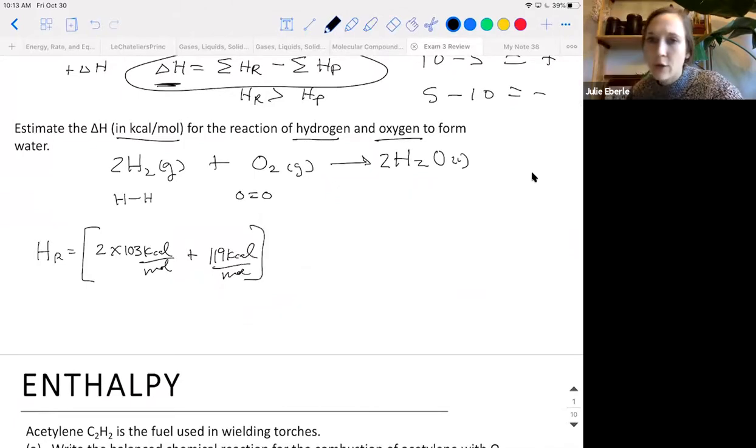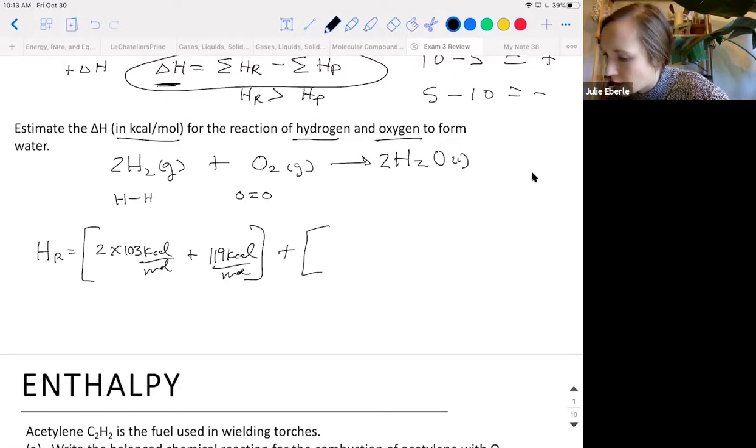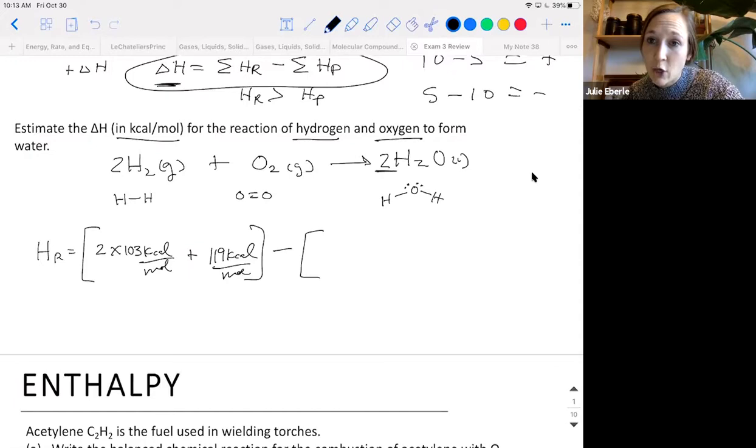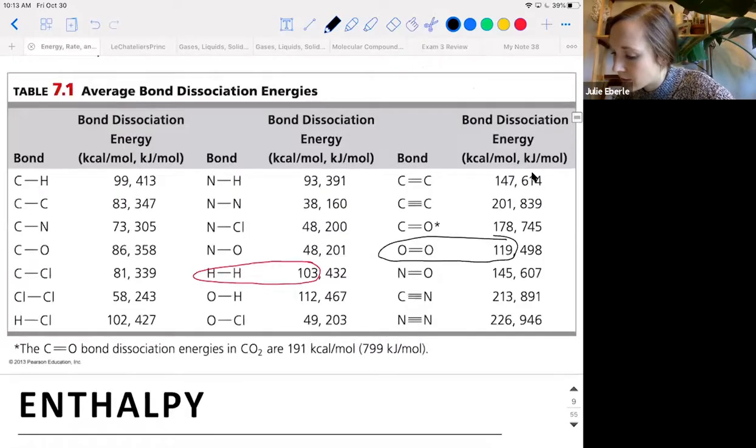All right, that's everything on the reactant side. Now let's subtract the product side. Our Lewis structure for water is this right here. In one molecule, we have 2 oxygen hydrogen single bonds, and we have 2 molecules, so multiply that times 2 and you get a total of 4 oxygen hydrogen single bonds. So we just need to find the bond dissociation energy for the oxygen hydrogen single bond.